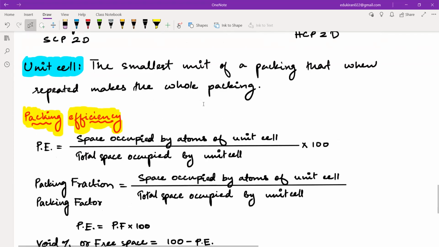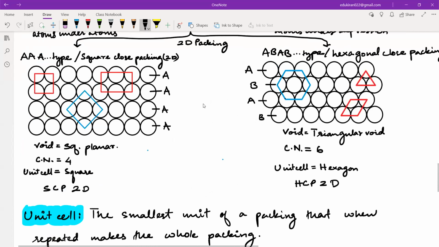As you can see now, in AA type we have these atoms, and they are having some spaces, right? This space here, this space here.